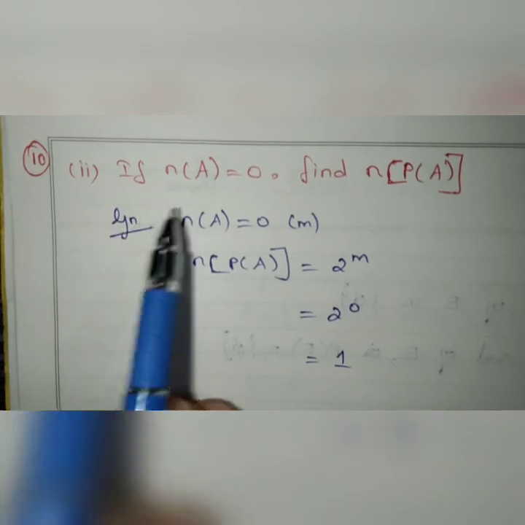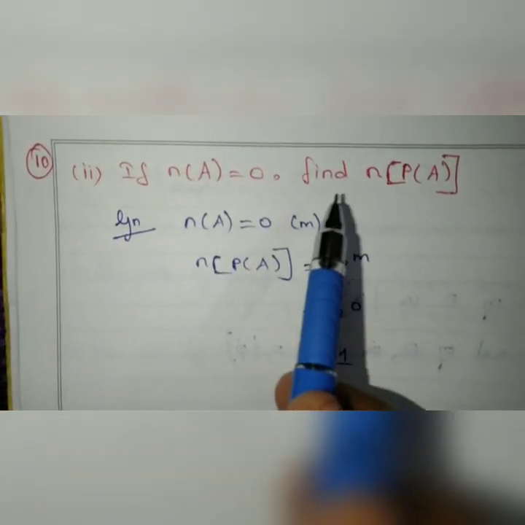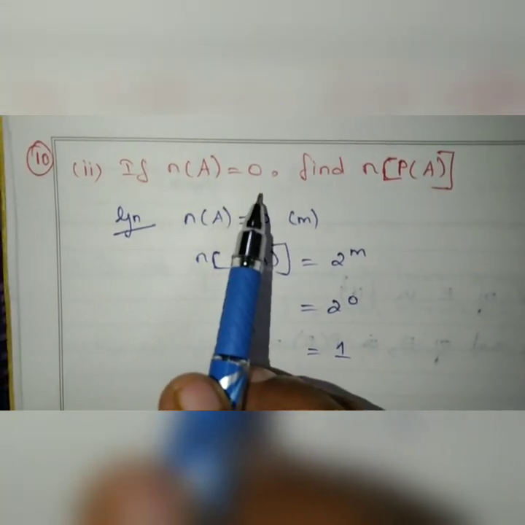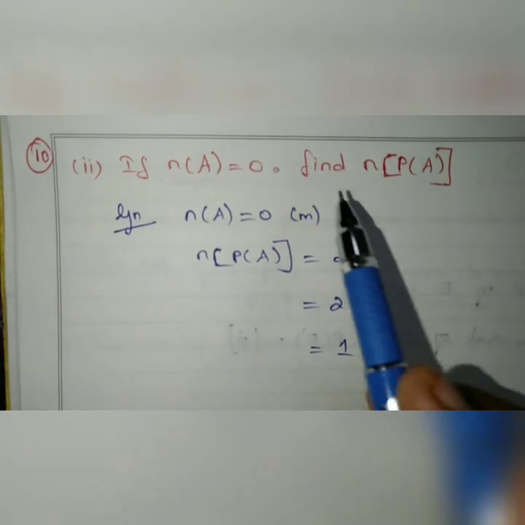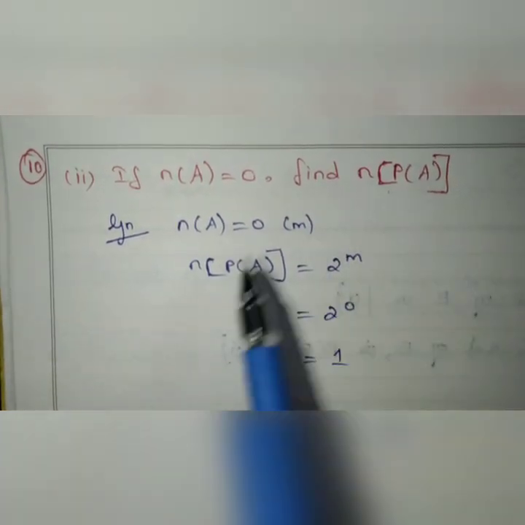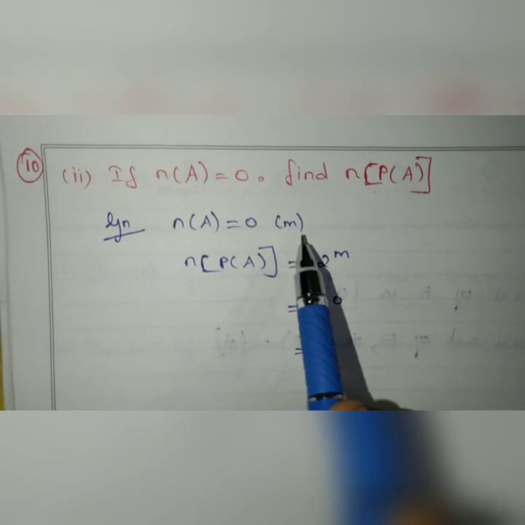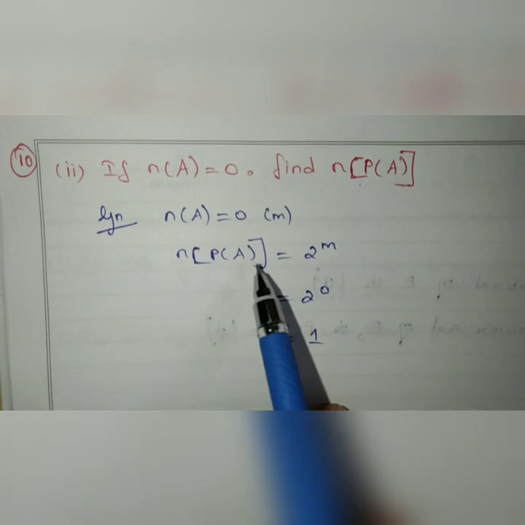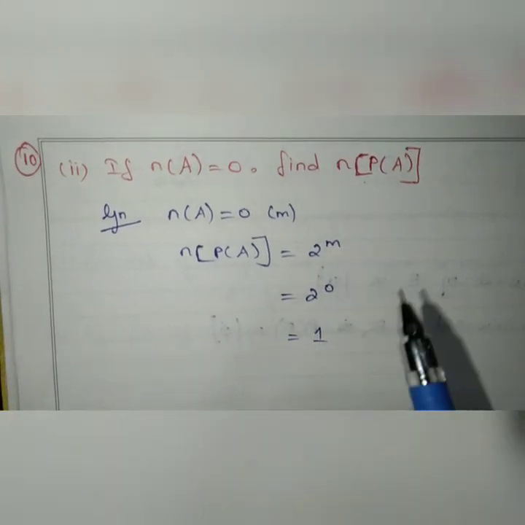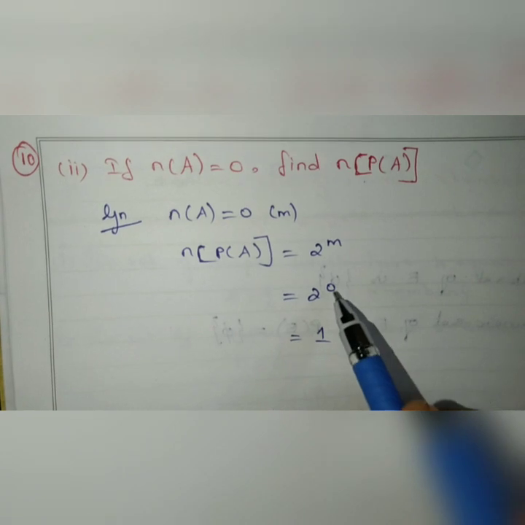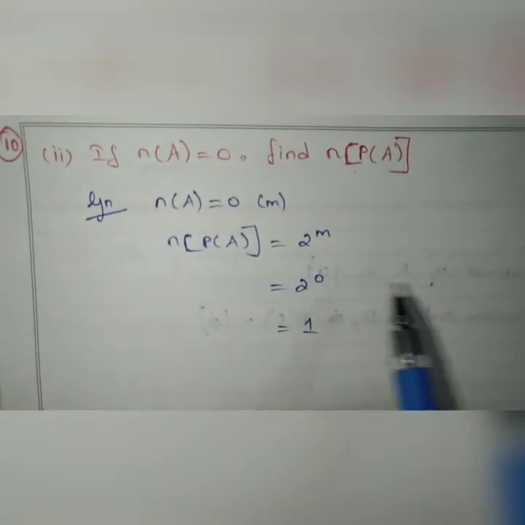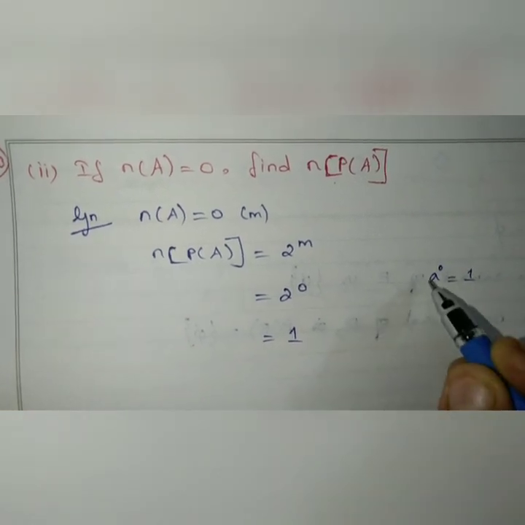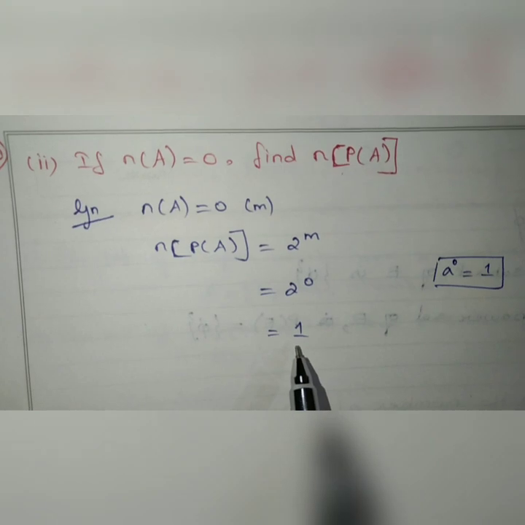Now we will do the 10th sum. Second subdivision. If n of A is equal to 0, then find n of P of A. N of A is 0 means A is a null set. We have no elements inside. We are going to find n of P of A. Given n of A is 0, take that as m. And the formula for n of P of A is 2 to the power m. 2 to the power 0 is equal to 1. You have learnt in 8th standard, anything to the power 0 is 1. So the answer is equal to 1.